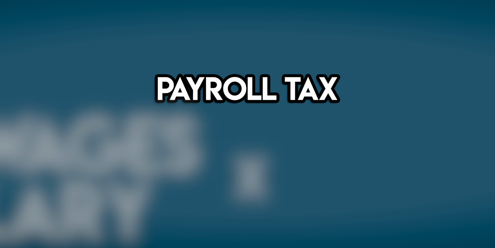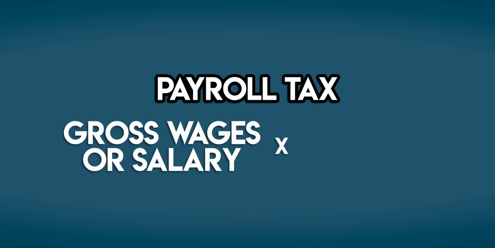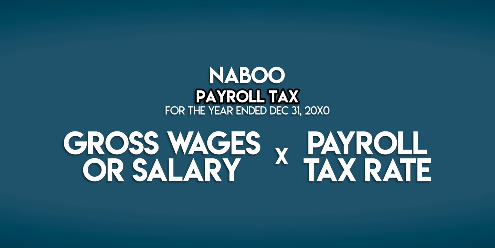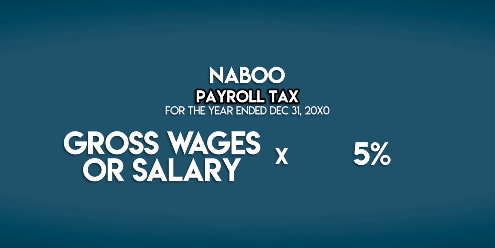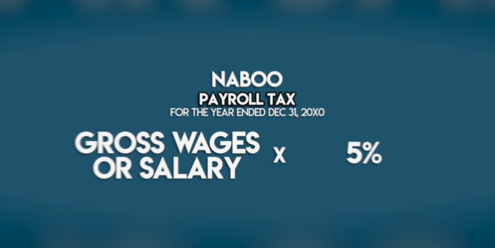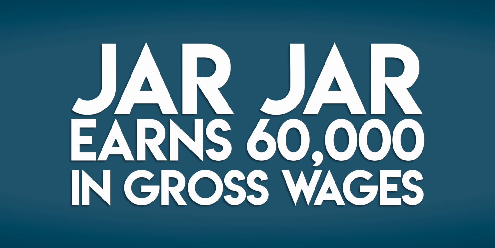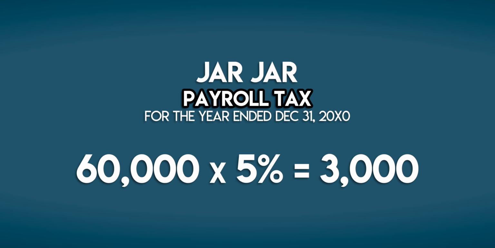Payroll tax is equal to gross wages or salary multiplied by the payroll tax rate. Naboo has a flat 5% payroll tax rate. Jar Jar earned 80,000 credits during the tax year, but his gross wages were 60,000 credits. So his payroll tax payable is 60,000 multiplied by 5%, which is 3,000 credits.